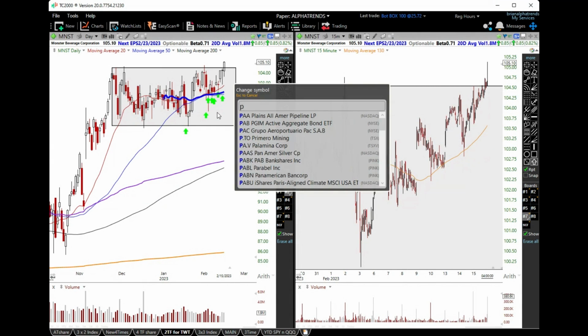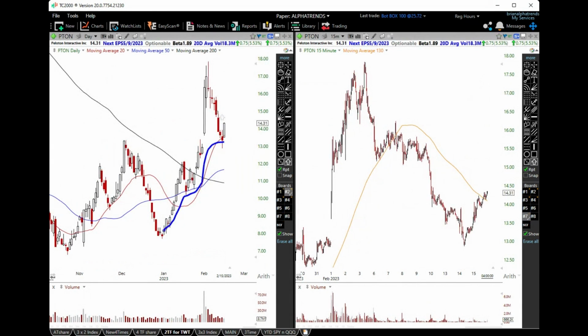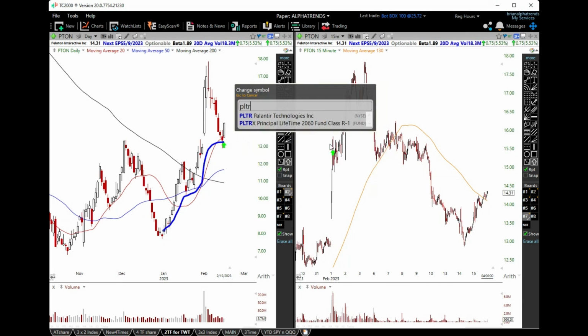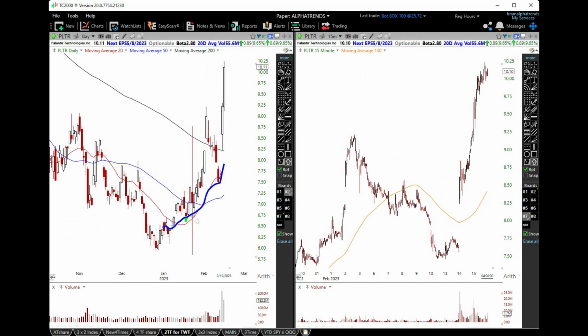What about Peloton? Even that garbage stock, when it pulled back, where did the buyers emerge? Right in there. I could go on all day with this stuff. Even another garbage stock, Palantir. Buyers, buyers, buyers, all at the year-to-date anchored volume-weighted average price.